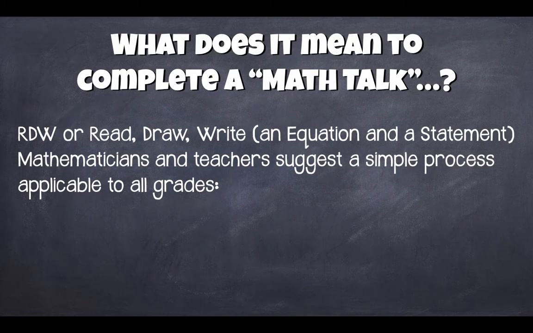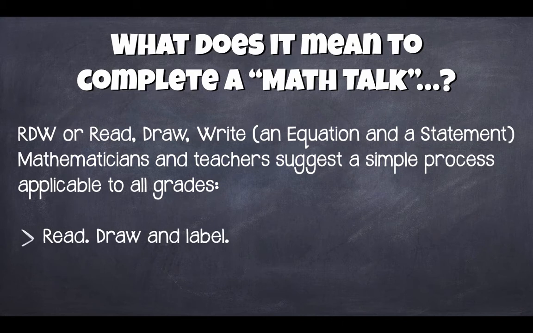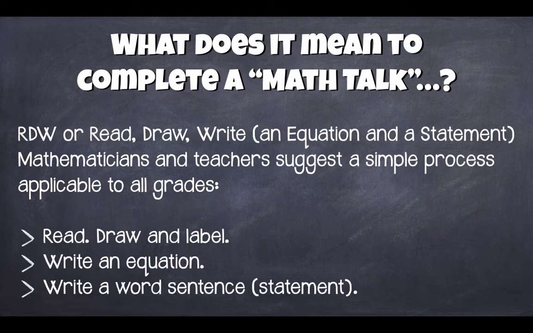Mathematicians and teachers suggest a simple process that's applicable to all grades. This is that process, that Read, Draw, Write process. So we're going to read, we're going to draw and label, we're going to write an equation, and then we're going to write a word sentence or a statement that tells us what we're going to do and the steps that we're going to take.